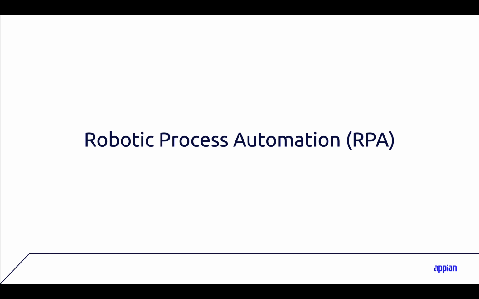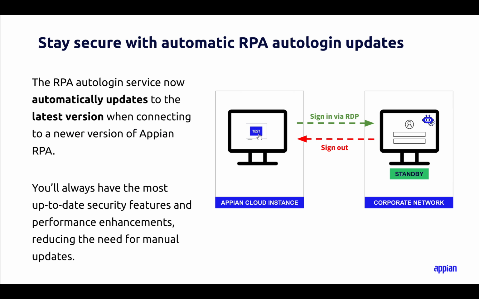Moving on to RPA, our auto login service now automatically updates to the latest version when connecting to a newer version of Appian RPA. This means that you'll always have the most up-to-date security features and performance enhancements without needing to update manually yourself, saving you time and minimizing operational downtime.